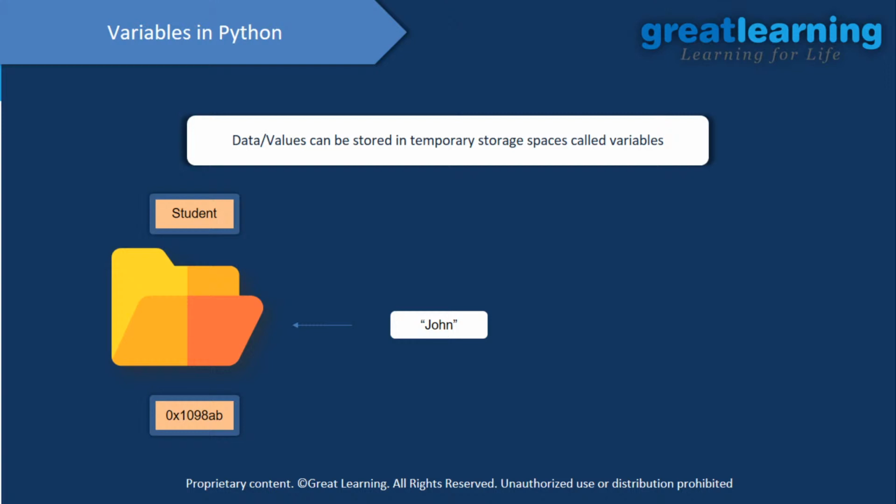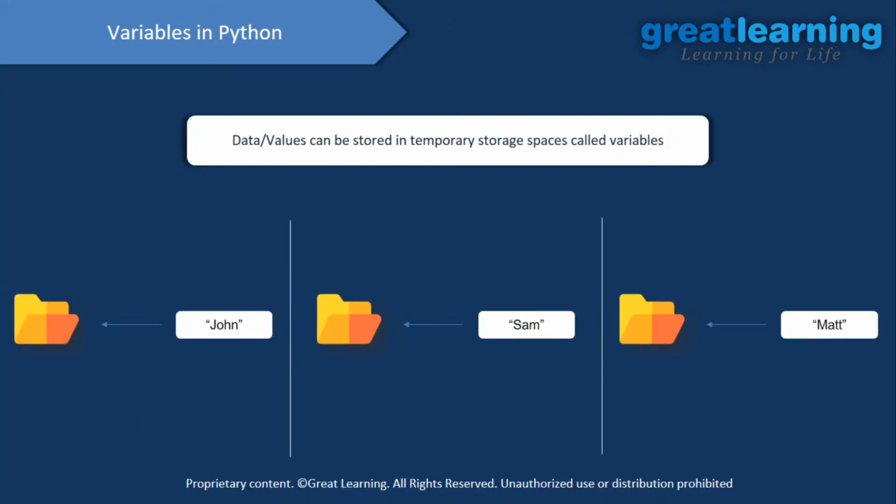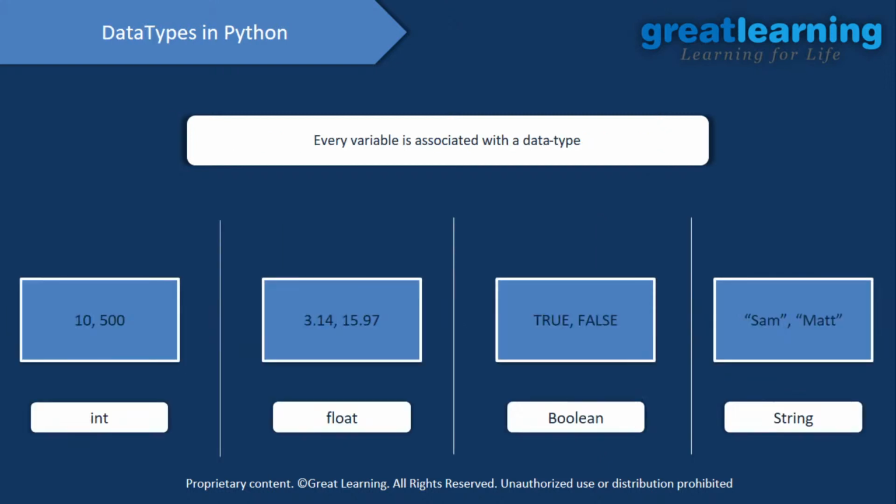So we have learned how to create a variable. We've done this. So we had created a variable and we had stored three values inside a variable. Now let's understand what exactly is a data type in Python.